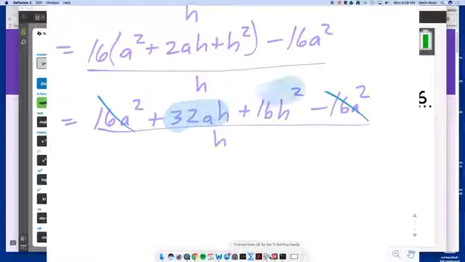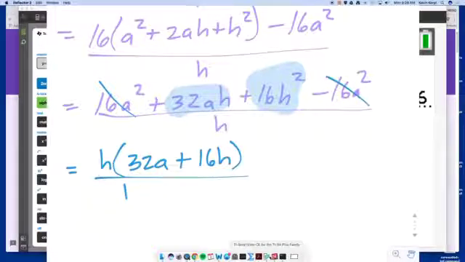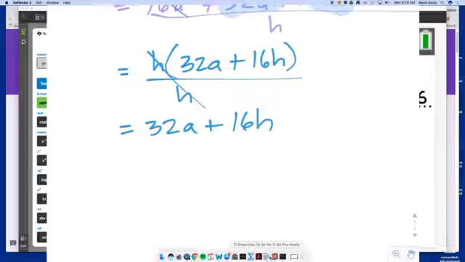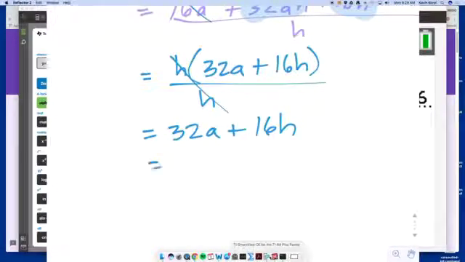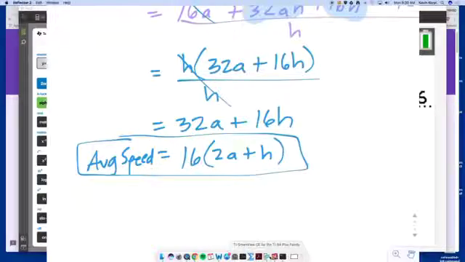And so in the numerator, the only two terms that are left have an h in them. So we'll factor that h out, and we're left with 32a plus 16h, all divided by h, and then the h's divide out, and we're left with 32a plus 16h, which if you want, you could factor as 16 times the quantity 2a plus h. And what that does is it gives you a formula for the average speed. This is how your formulas in physics come into existence.